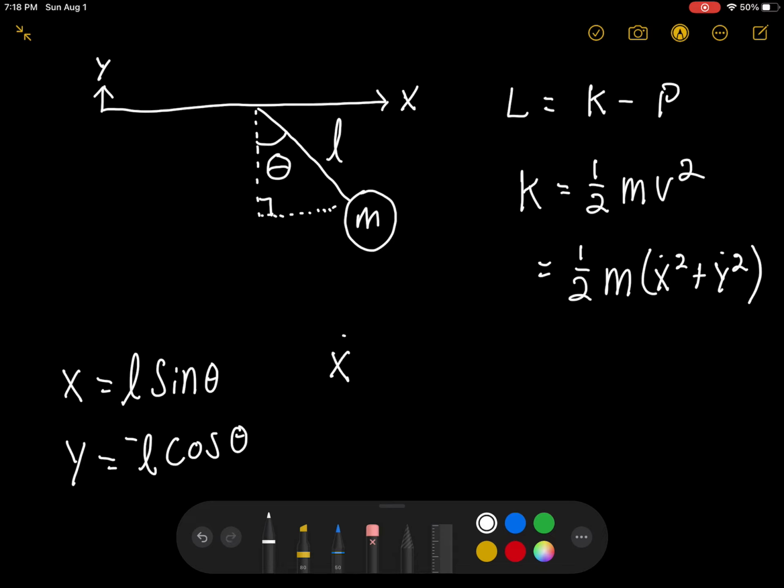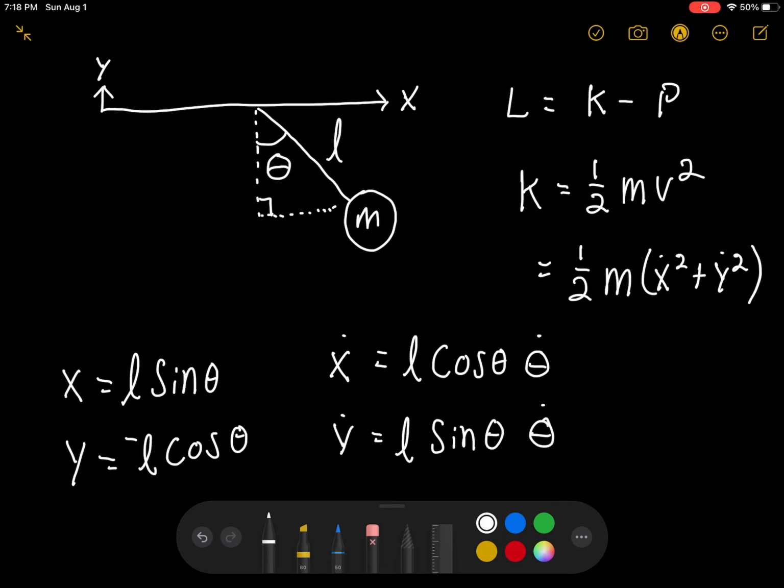The derivative in the x position is going to be equal to L cosine theta times theta dot. I'll get back to that later. And then for the y position, that's just going to be L sine theta and another theta dot.